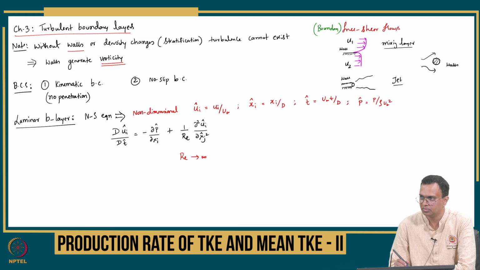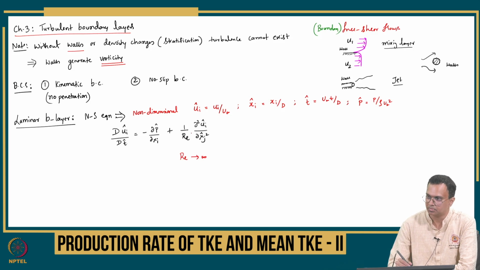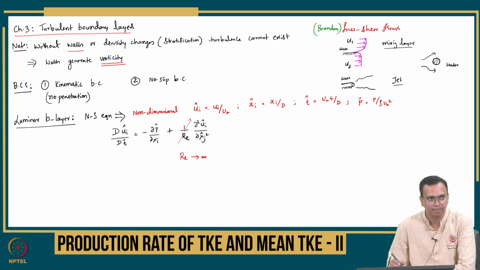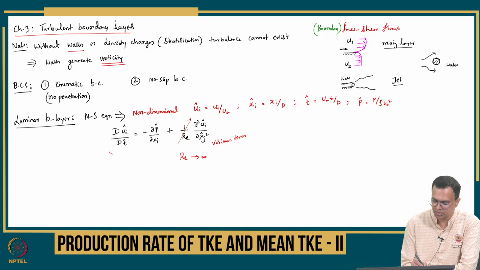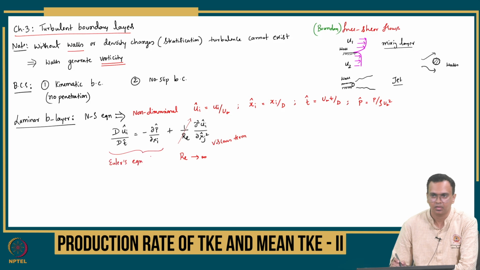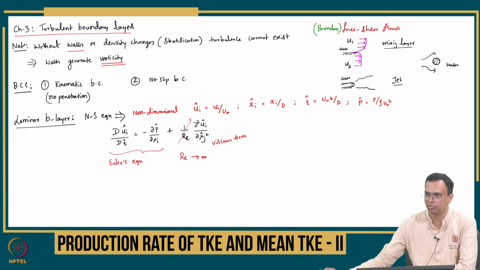Any term you will drop? This term, right? You would drop this term, Re tending to infinity. So the viscous term is gone. This is your viscous term. So this entire equation falls back to the known Euler's equation, right? Can you solve a laminar boundary layer flow using Euler's equation?